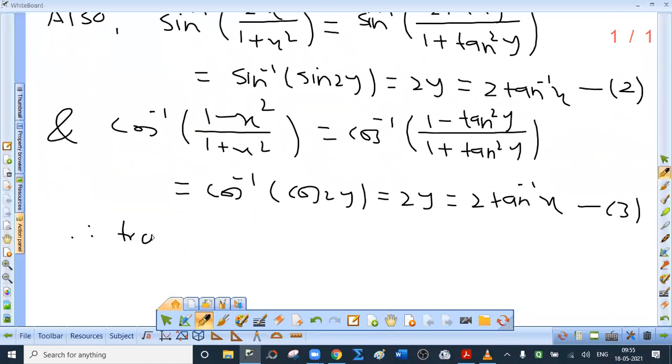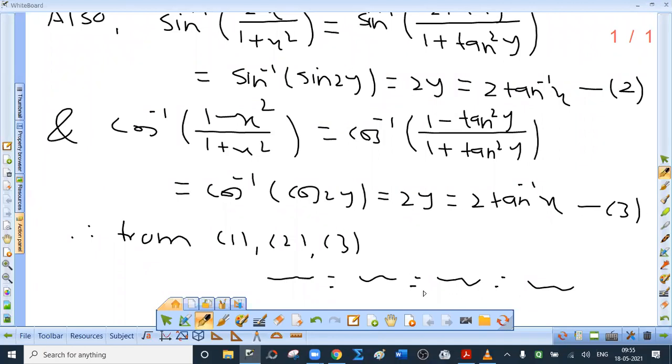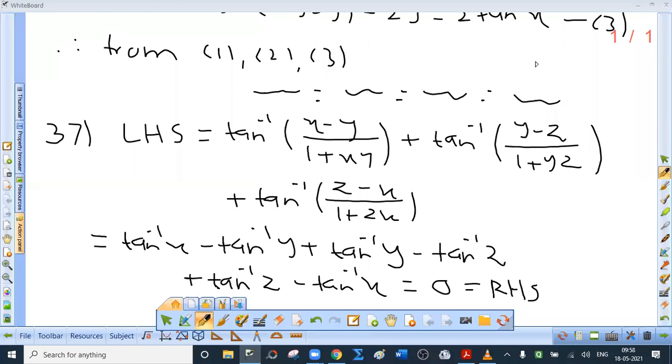Therefore, from 1, 2 and 3, write down. Please do not write in this fashion. You have to say from 1, 2 and 3. 2 tan inverse x is tan inverse 2x upon 1 minus x square, is sin inverse 2x upon 1 plus x square, is cos inverse 1 minus x square upon 1 plus x square. Sum number 37, this is simple one.